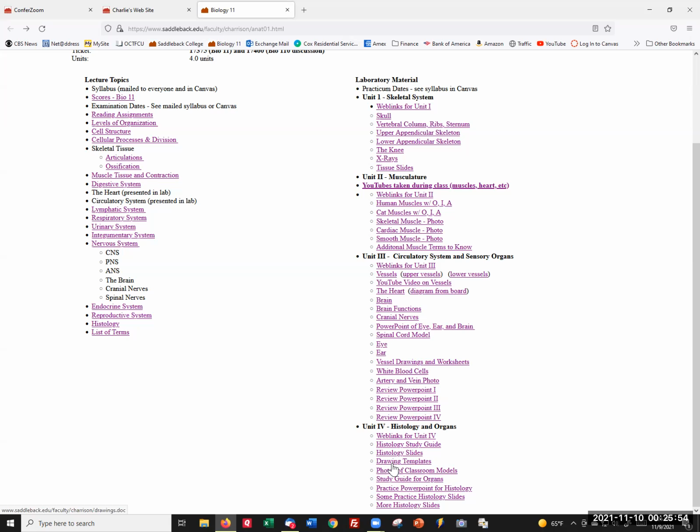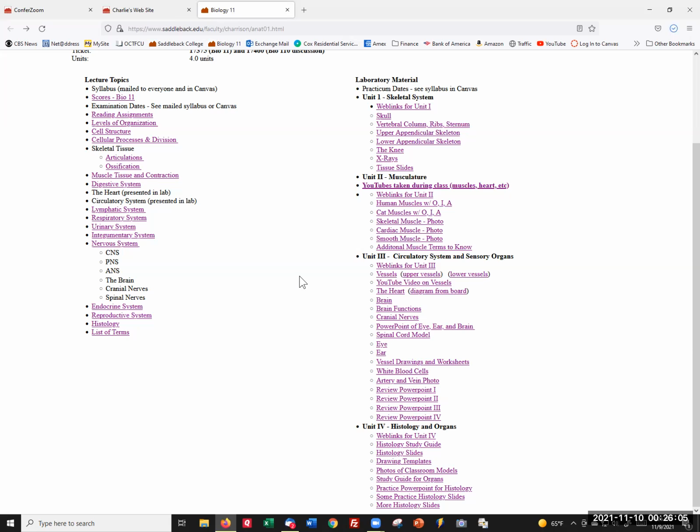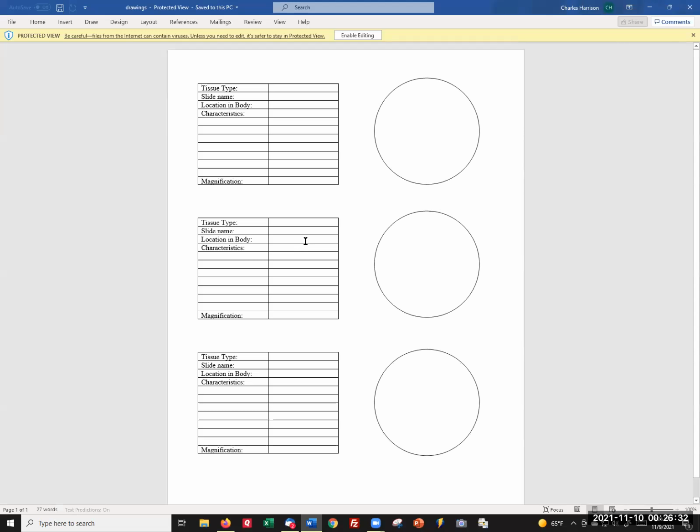I have drawing templates. That's if you were going to make your own drawings as if it were with a microscope. And I'm not asking you to do that, but some people like it. And open up. Such a simple page. It doesn't take that long to open up.